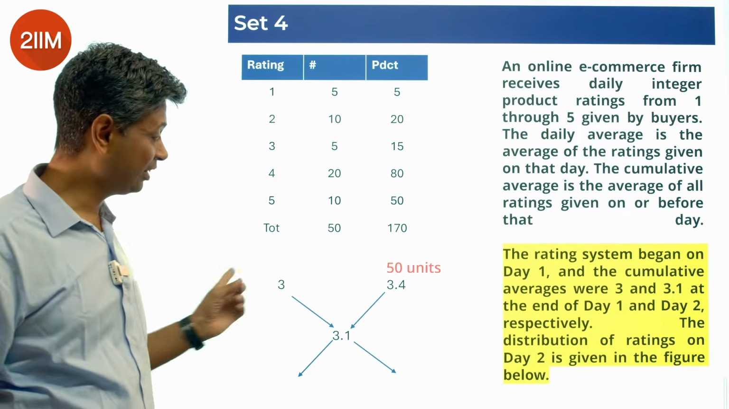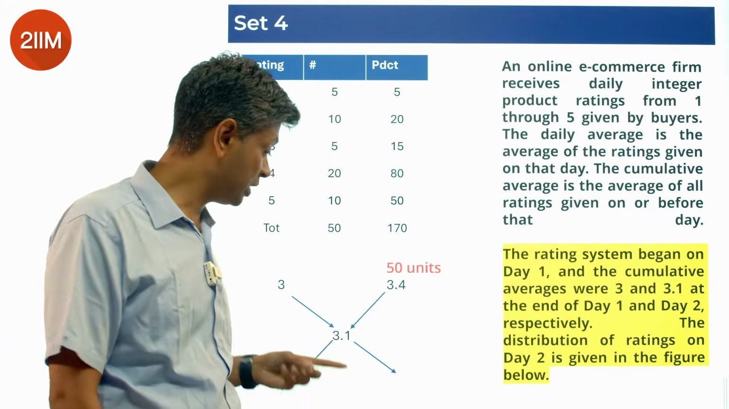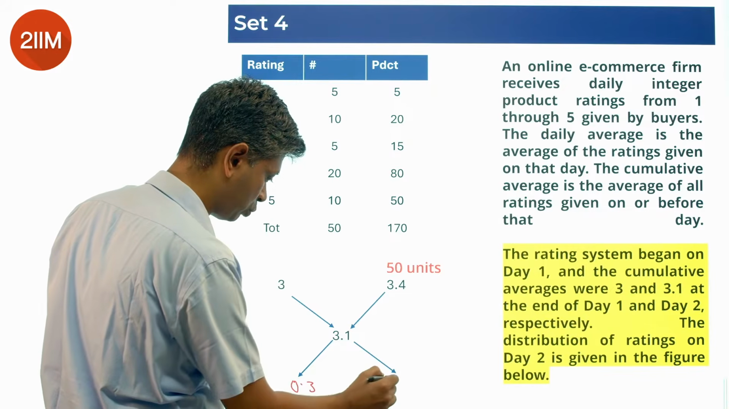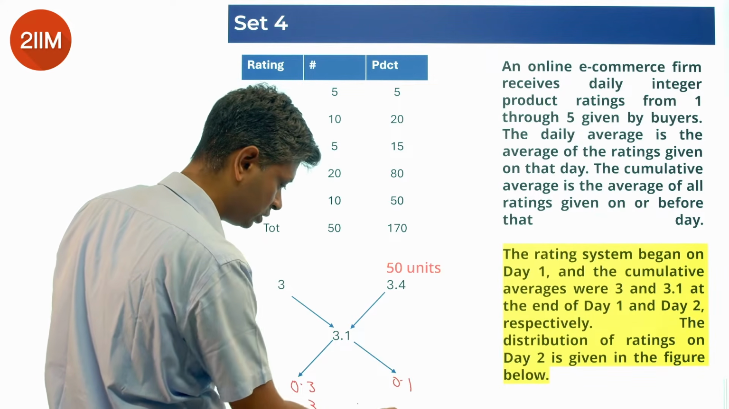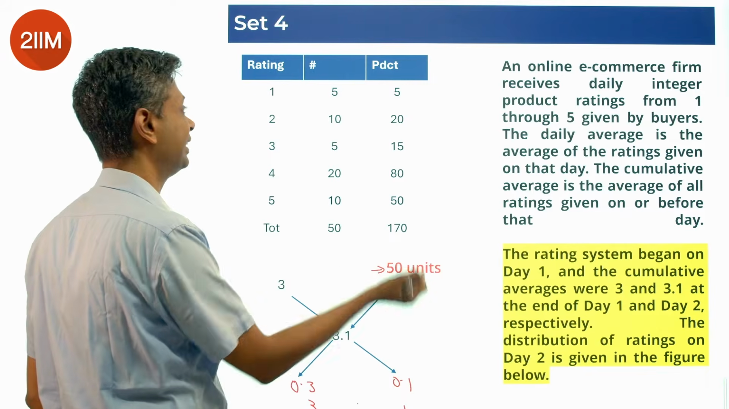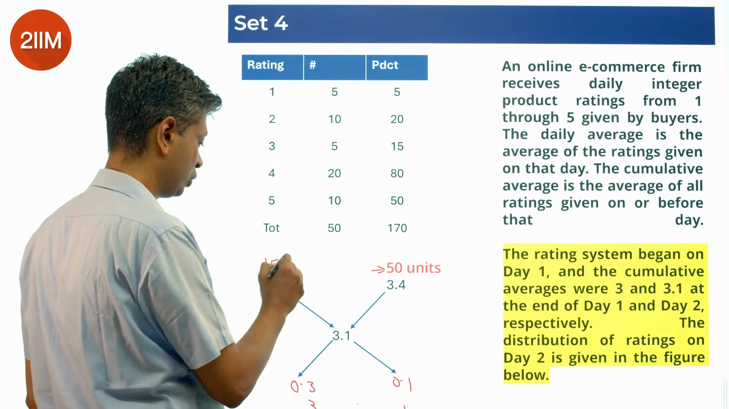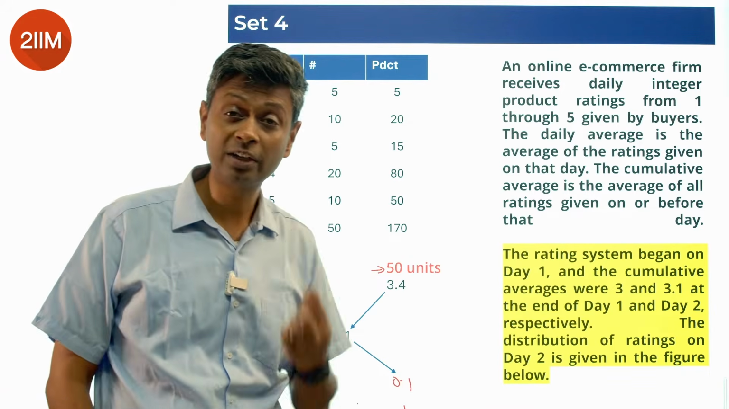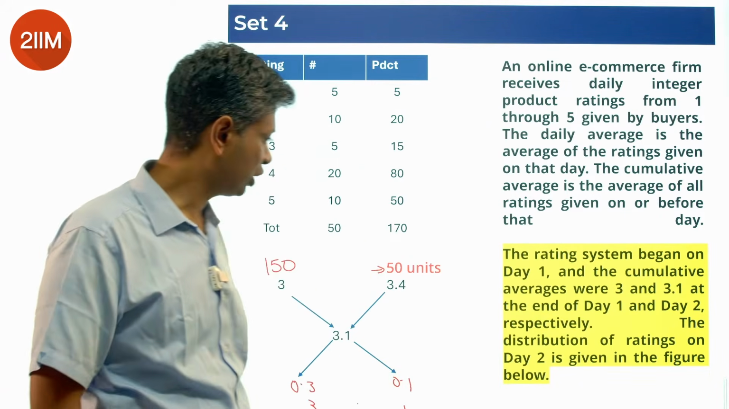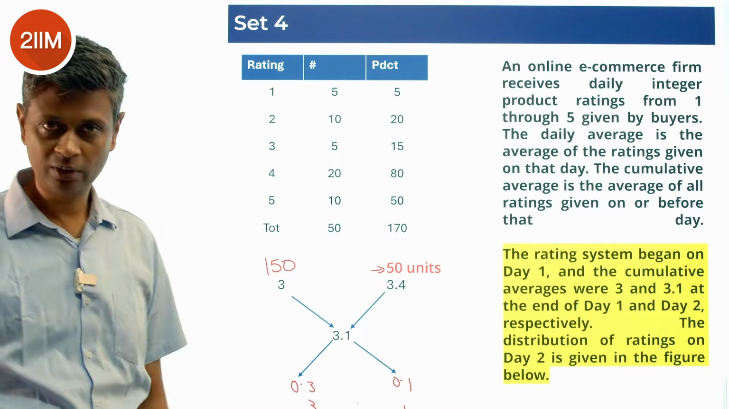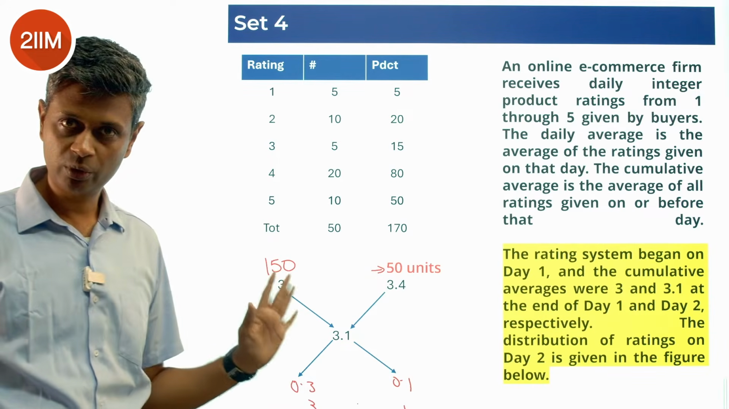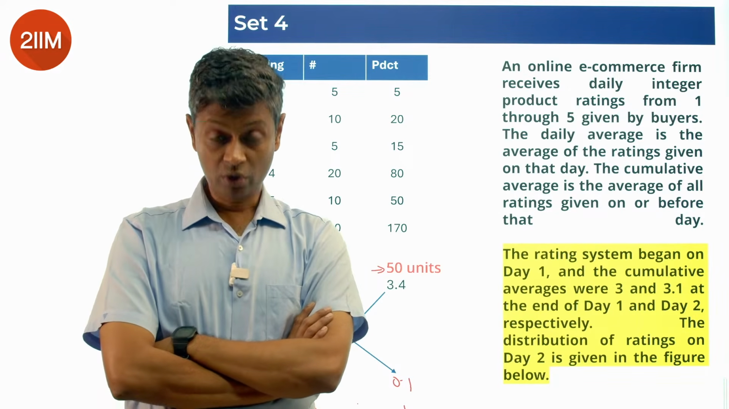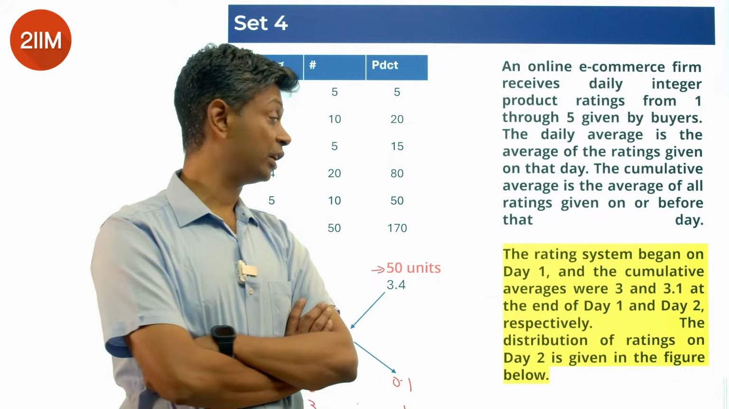The 3 and 3.4 are mixed together to give a cumulative rating of 3.1. They should be mixed in the ratio 0.3 to 0.1, or 3 to 1. With 50 units on day 2, on day 1 we should have had 150 units. The ratio is 3 to 1. We're mixing 3 and 3.4 to get 3.1, in the ratio 3 to 1. There are 50 units here, so it should be 150 units. On day 1, there are 150 buyers giving an average rating of 3. On day 2, 50 buyers giving an average rating of 3.4.